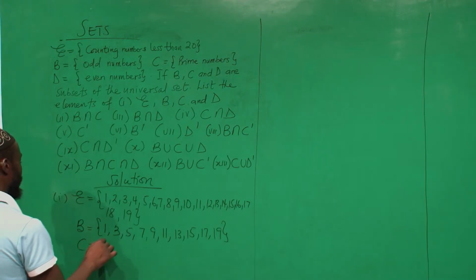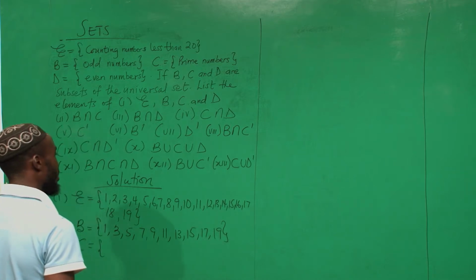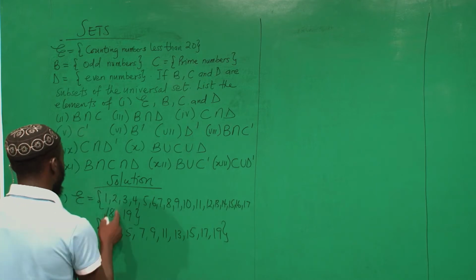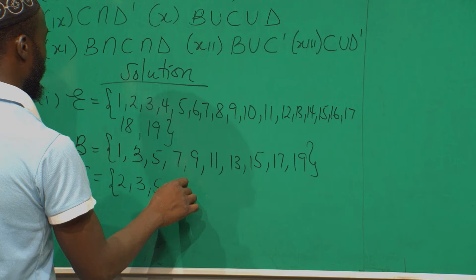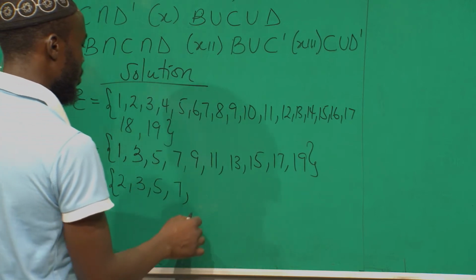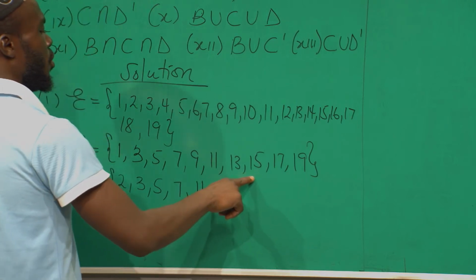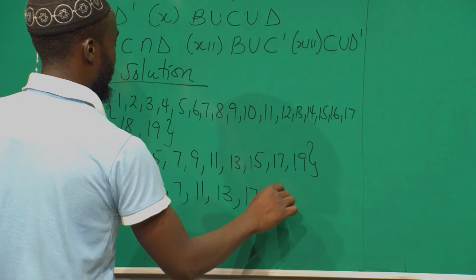And C, prime, almost the same as B, but there's a little difference. 1 is not a prime number, so we start from 2, then 3, then 5, then 7. 9 is not, it's a composite number. So we have 11, 13, 15 is also not. So we go to 17, 19.